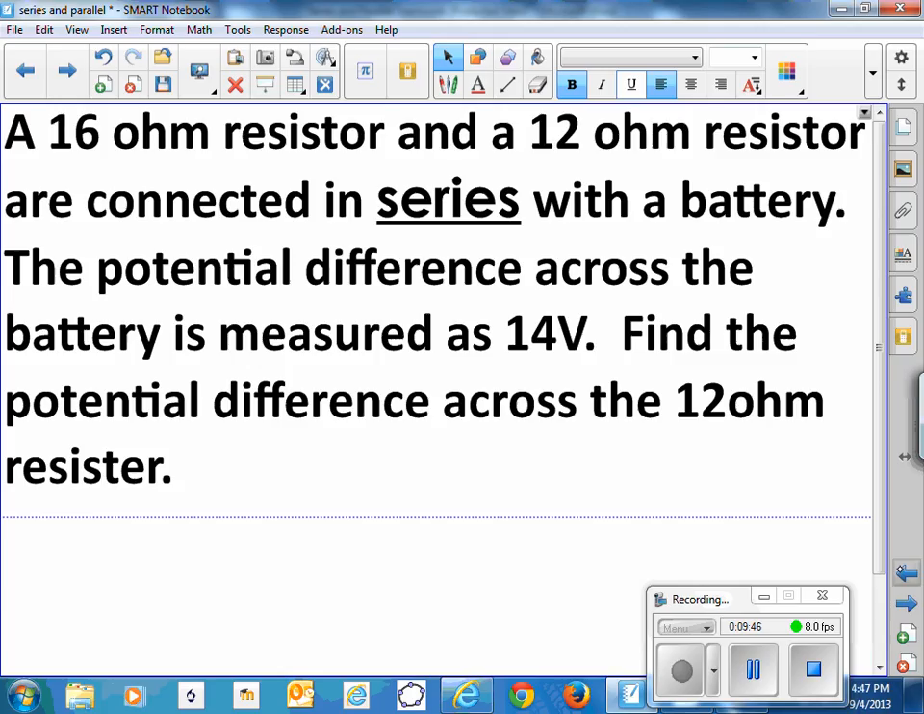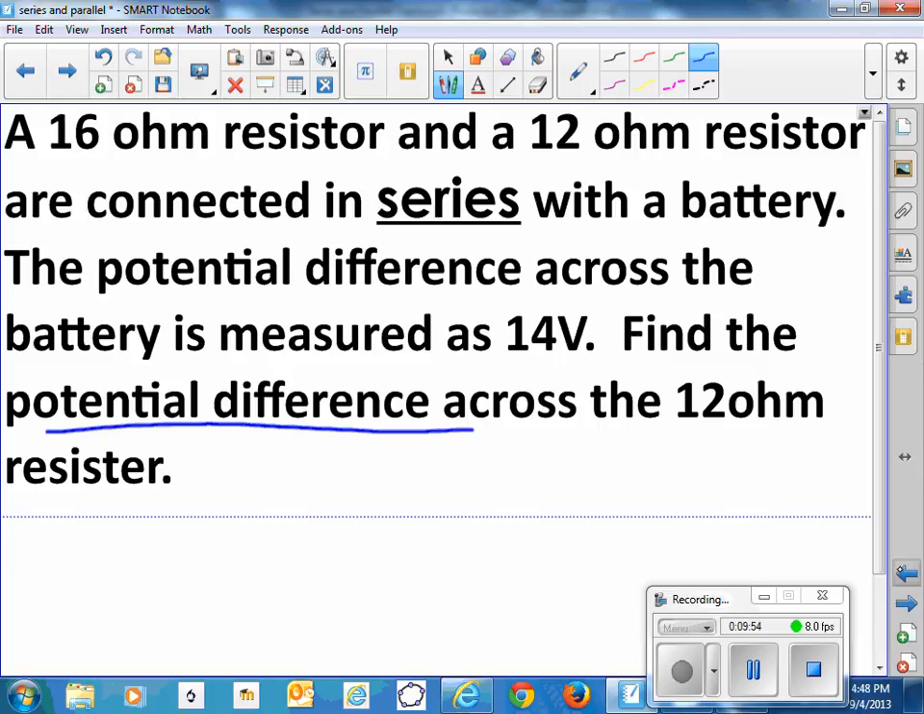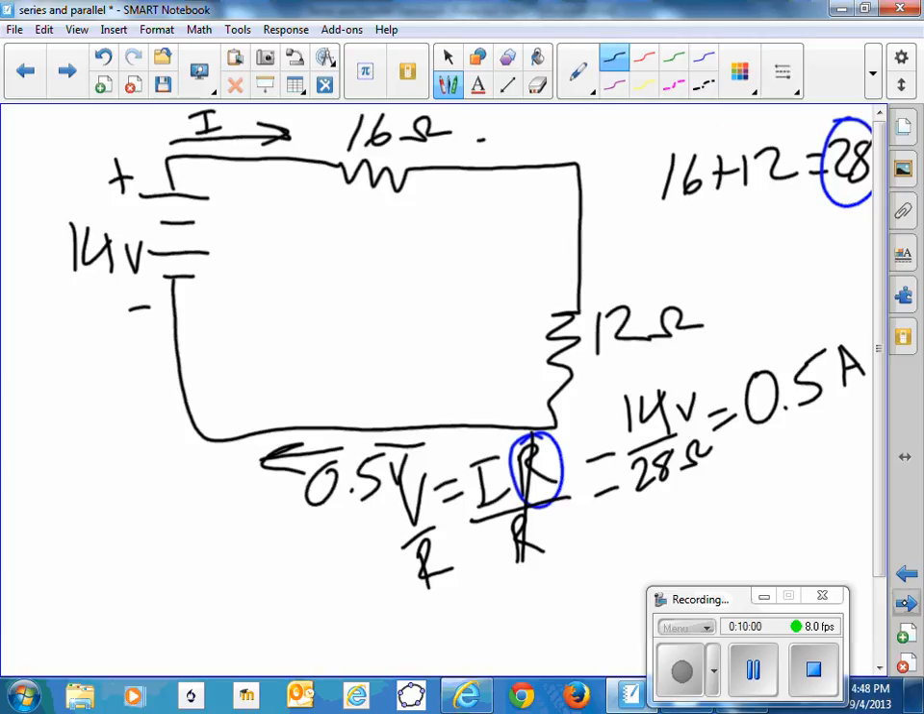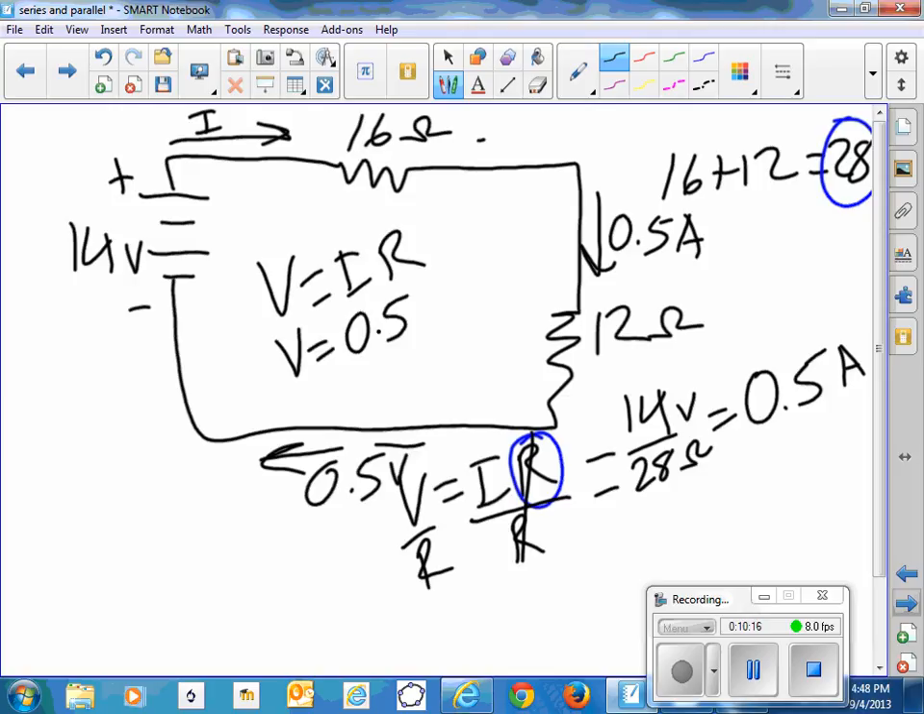The question on that particular one was the potential difference. So that's a voltage drop. Potential difference is a voltage drop over the 12 ohm. So let's go to our 12 ohm. If I have, there's also half an amp flowing there. The voltage is equal to the current times the resistance. So the voltage is 1/2 times 12, which is 6. So across here would be 6 volts.